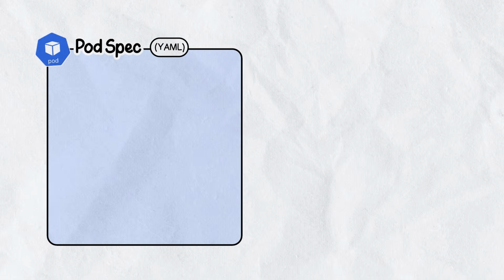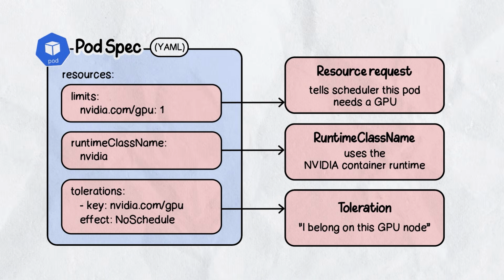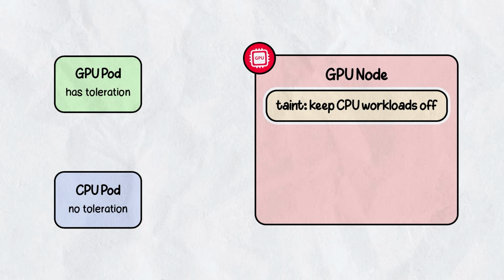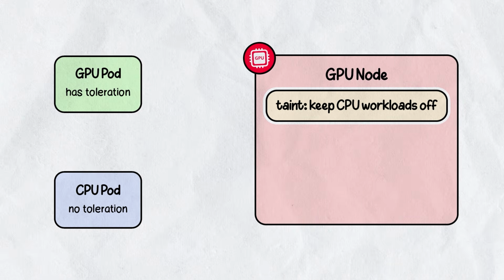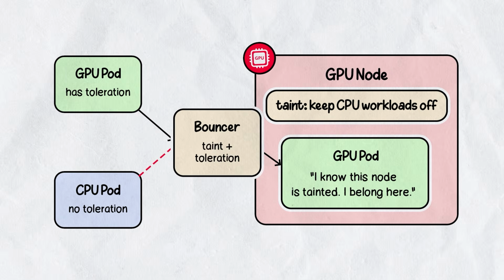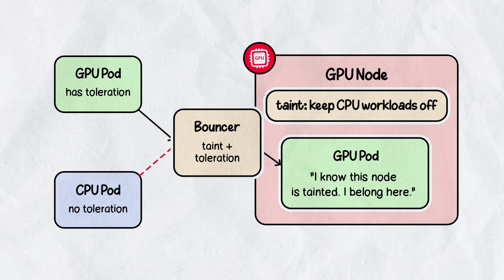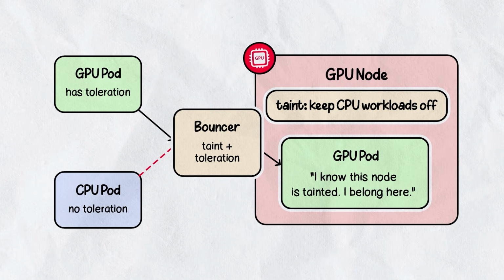Here's how your pod spec looks. It needs 3 things: a resource request, a runtime class name, and a toleration matching the GPU node taint. So the job of the taint here is to keep your CPU workloads off your expensive GPU nodes. And the toleration you add to your pod says, I know this node is tainted, I belong here anyway. Together, they act like a bouncer. The right workloads get in, everything else waits outside. Now, if you miss any of those 3 things, your pod either pends forever or crashes on a CPU node. And if you add all 3 together, the pod lands exactly where it needs to be.